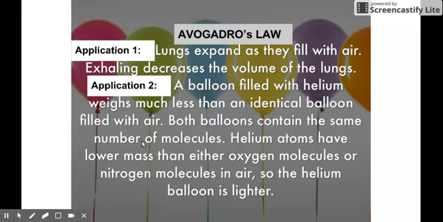The first common application is breathing. When we inhale, we take in a lot of oxygen molecules and therefore our lungs expand. When we exhale, we decrease the amount of gas inside our lungs, and so therefore the volume of the lungs decreases.